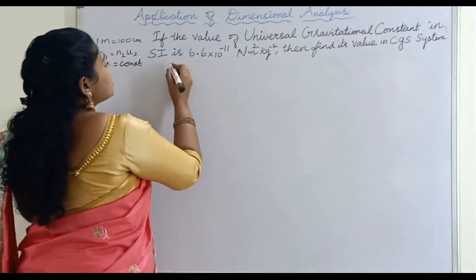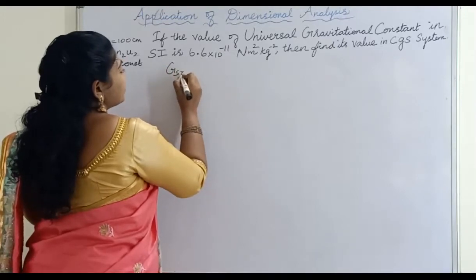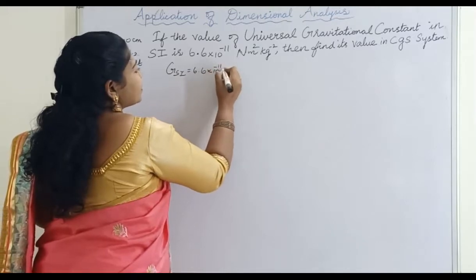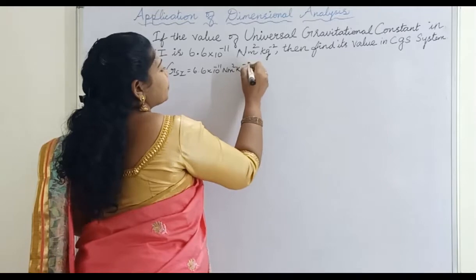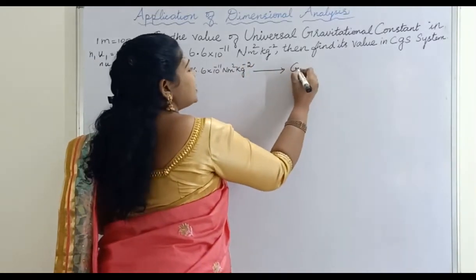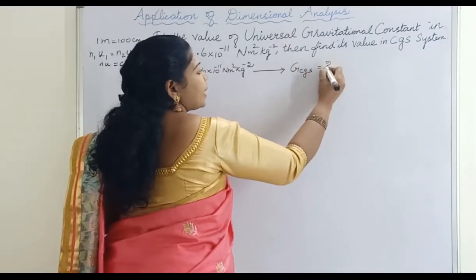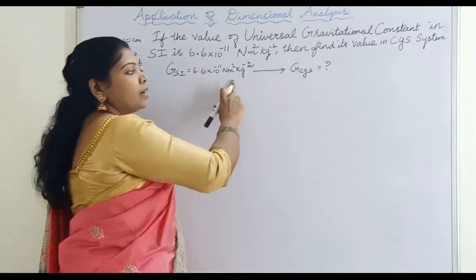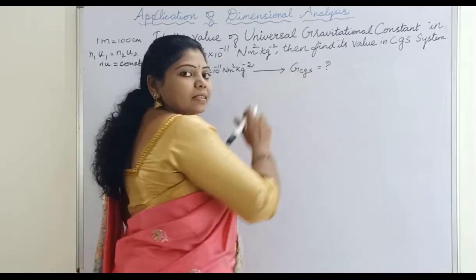First, write what is given. G in SI is given as 6.6 into 10 power minus 11 N m square kg power minus 2. We have to convert this into the CGS system. So the SI system value is given, and we have to find the value of G in the CGS system.